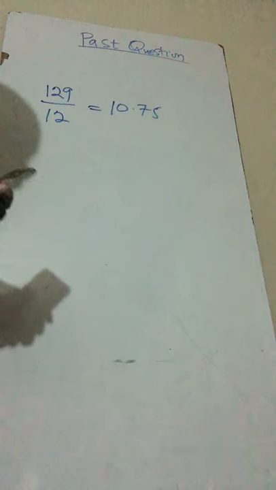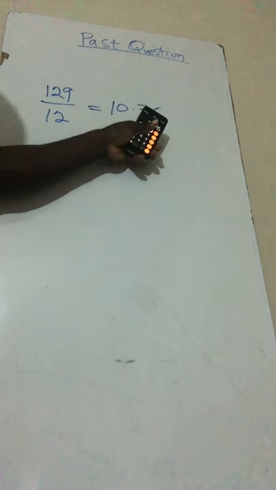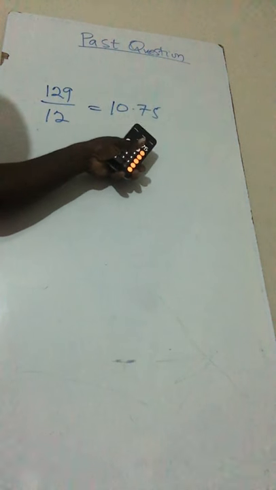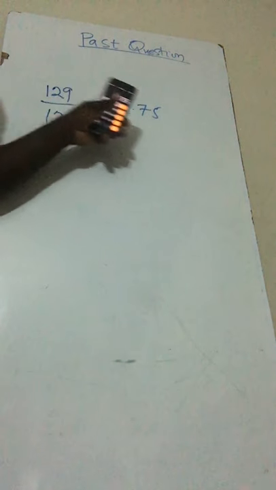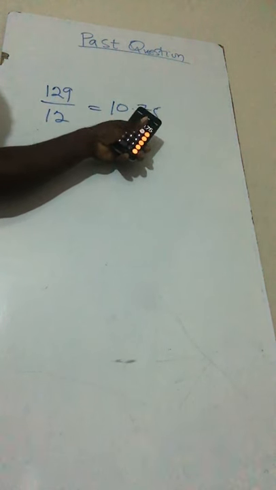Now, if you look at this question, let's divide 129 over 12. 129 divided by 12, you get 10.75. So it means that when the parent shares the 129 among the 12, each of them will get 10.75. But we don't know how the parent would share this 10.75. Are we okay? And so we have to add some to this so that we can get more than 10.75. You get it? Good. And so the nearest number is 11, right? The nearest number is 11.